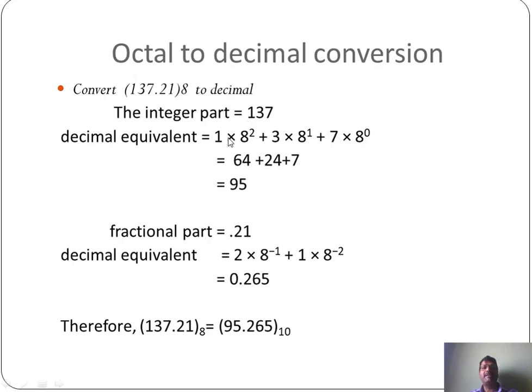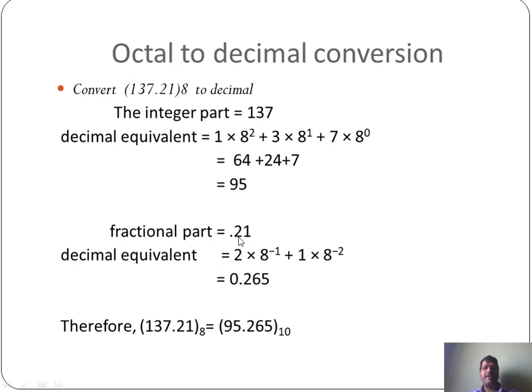So multiply each digit with their corresponding weights. So 1 into 8 raised to 2, 3 into 8 raised to 1 and 7 into 8 raised to 0. If we solve this, we will get answer 95. 95 is nothing but the decimal equivalent of 137 octal.